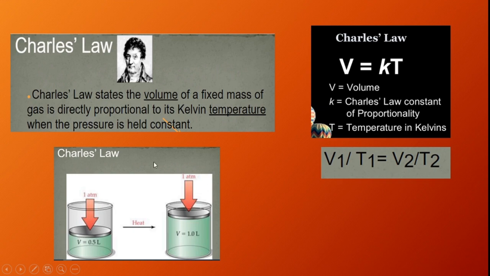Now consider this figure explaining Charles' law. Consider a beaker. The volume of the gas inside this beaker is 0.5 liter. Here the pressure is kept constant at 1 atmosphere. Now we are applying heat to this beaker. What is happening here is that the volume increases as the temperature is increasing, but the pressure remains constant.